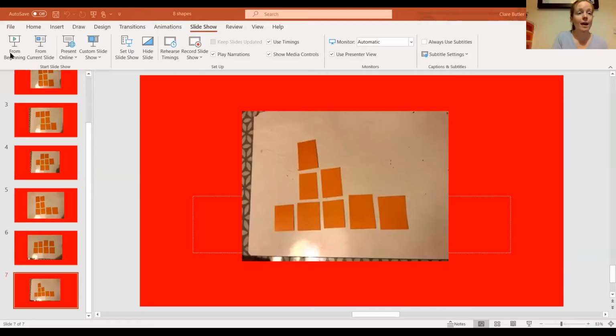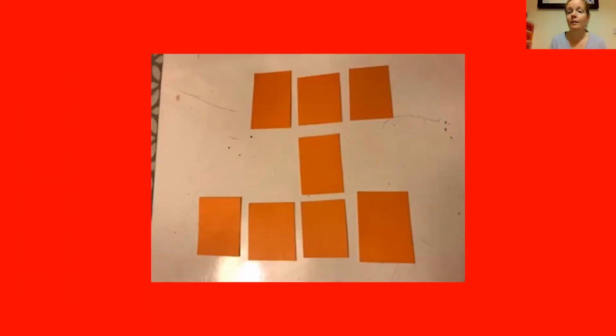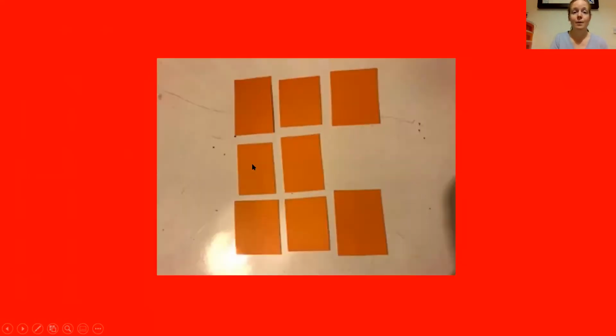But don't worry if you haven't, because what you can do is you can cut up a piece of paper and make 8 squares with it. And you can fit them together and make your own shapes like this. And again, you can look at the different arrangements and the different patterns and see what you notice. So in this one, for example, you might notice that we've got 4 along the bottom, 3 along the top and 1 in the middle. Yeah. Let's have a look at the next one.